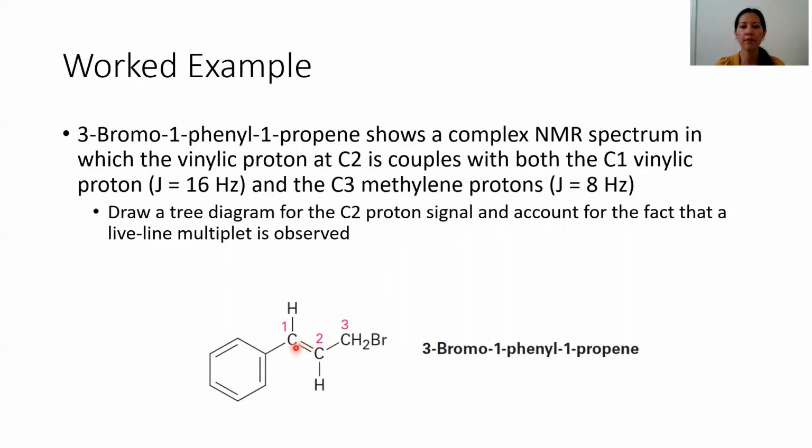So you have the vinylic H of the C that is split by the H here off C1 and 2 H's off of C3. So you draw a tree diagram and predict how many peaks are going to be observed.